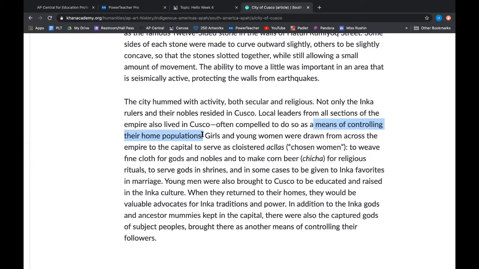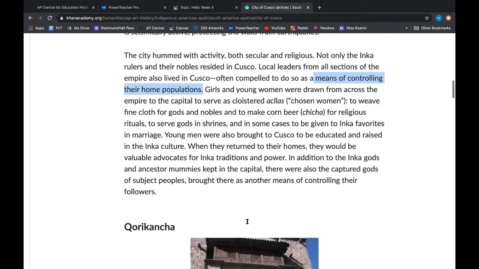The elite to be brought here and then some of them sent back. They would have been educated in the traditions of Inca culture as a means to control the followers or the home populations. That's your function.